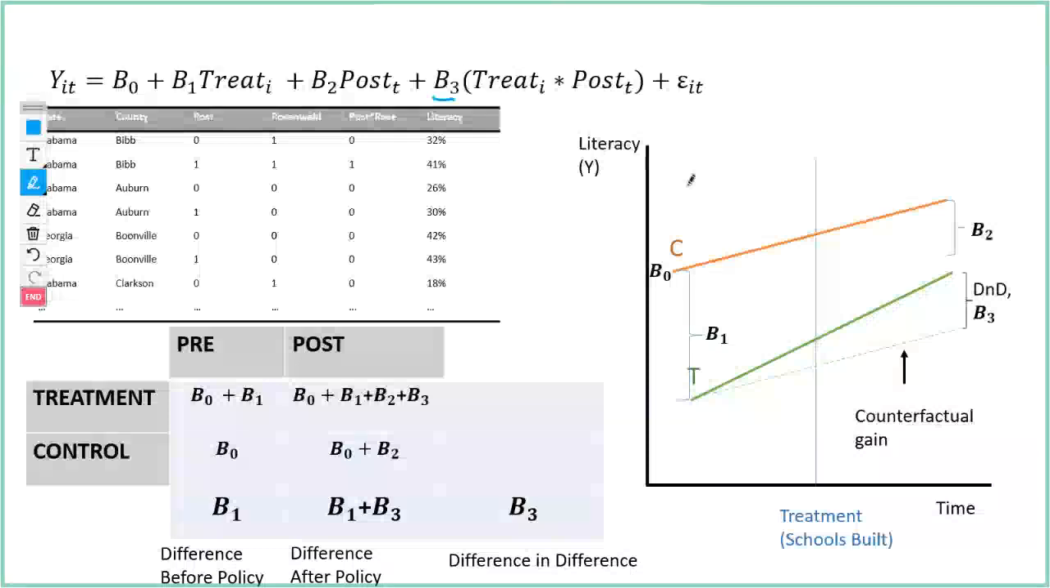So looking at it on the graph, beta 0 is the overall intercept. It's where control schools started out beforehand. Beta 1 represents the difference between control and treated schools beforehand. Beta 2 represents the difference between control and treated school districts afterwards. And beta 3 represents the difference between that counterfactual gain for treatment schools and where they actually ended up. In other words, beta 3 represents the difference in difference, the relative gain of treatment schools over control schools.